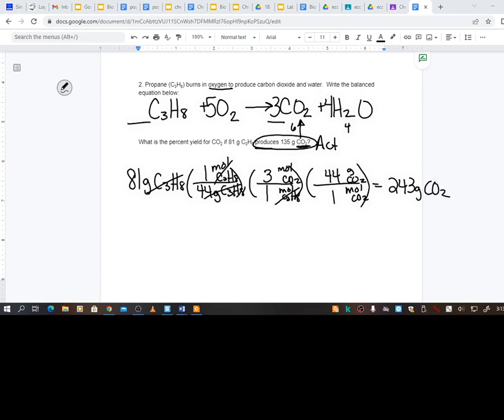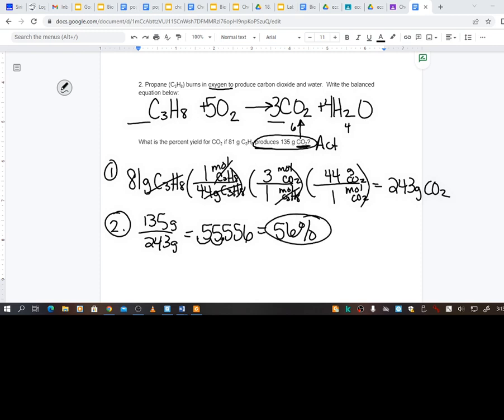That is step 1. Step 2 is now doing your division. Taking that 135 divided by 243 times 100. So this would be like 0.55556. You can multiply that by 100 or just move that decimal. So this would be 56%. Or you could say 55.6%, however you want to round it. All right, let's flip over to the back.